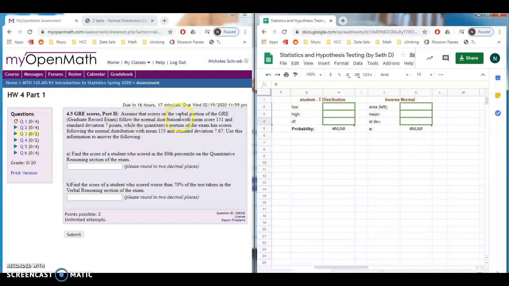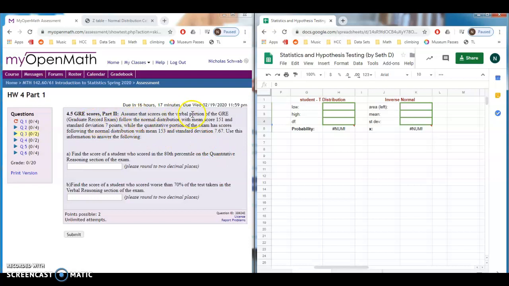It says, assume that scores for the verbal portion of the GRE follow a normal distribution with a mean score of 151 and a standard deviation of 7 points, while the quantitative portion of the exam has scores following a normal distribution with a mean of 150 and a standard deviation of 7.67 points. So these are the two different portions, right? Quantitative and verbal. Use this to answer the following. Find the score for the student who scored the 80th percentile, so better than 80% of other people, on the quantitative exam.